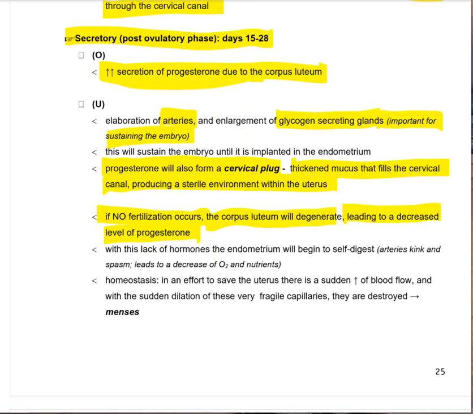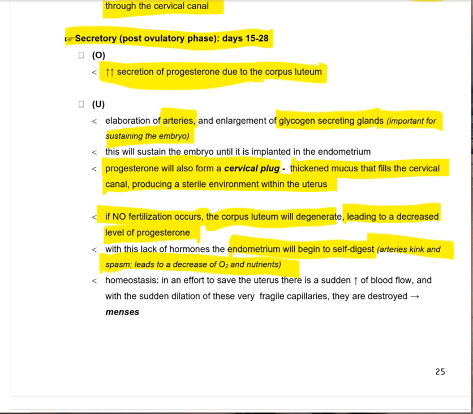progesterone. When progesterone is not around, then that means that the endometrium will start to self-digest. It'll start to break down. The arteries will kink and spasm, and this will lead to decreases in oxygen and nutrients.